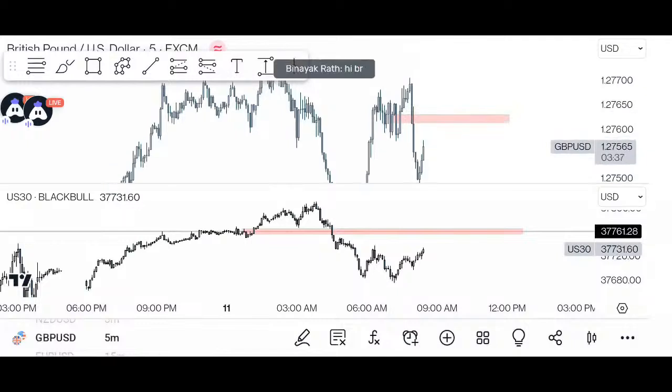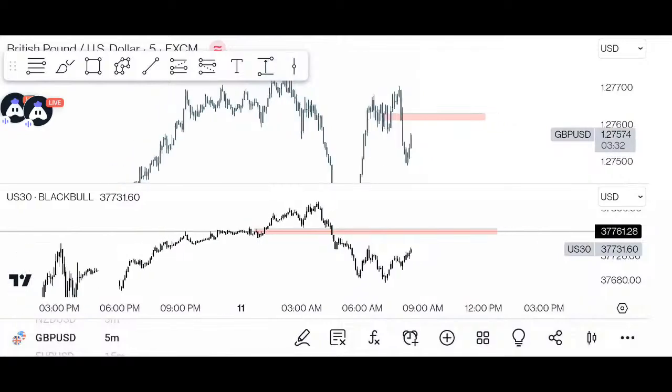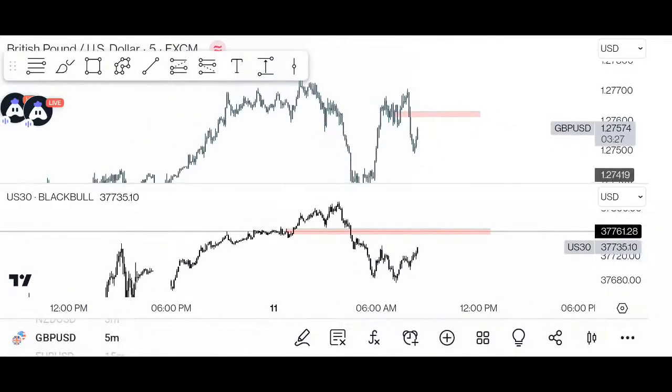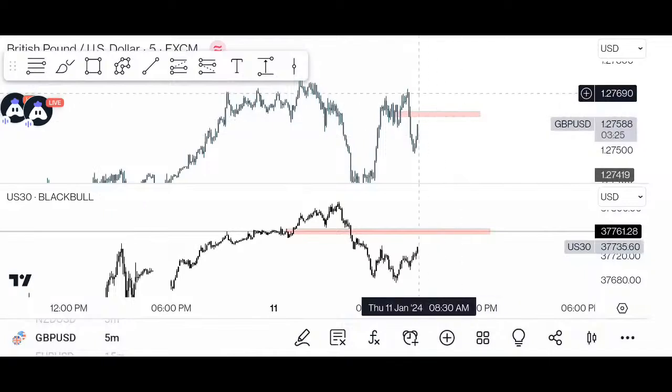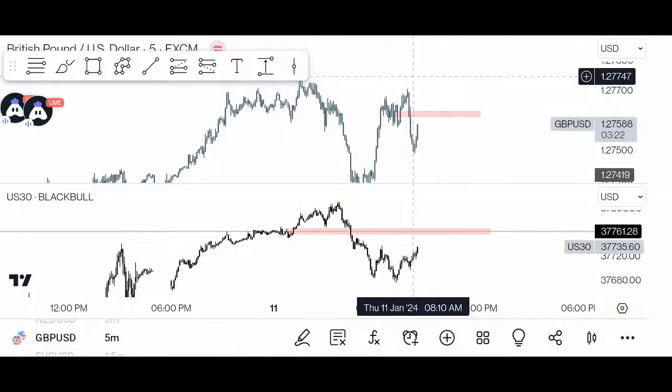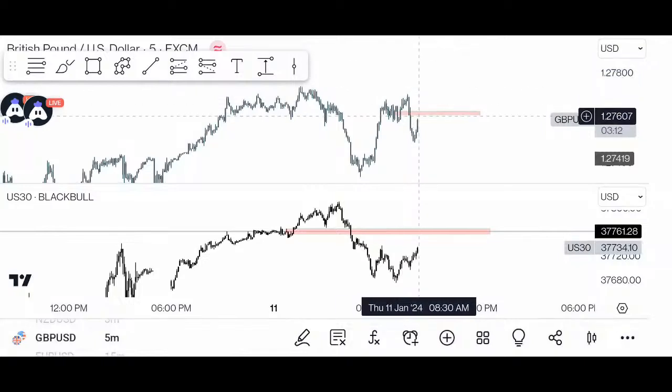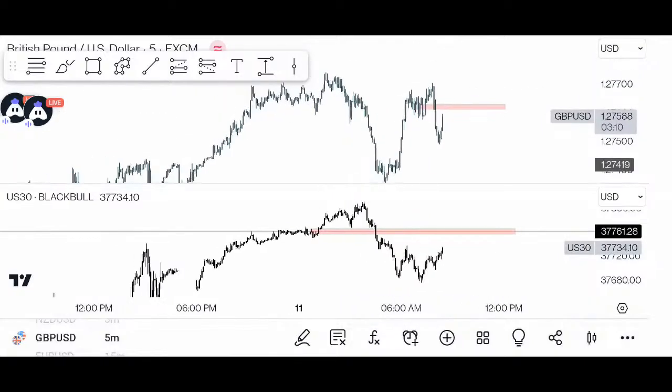So you can see that I marked this red area. I was going to short at this area because I was expecting a unicorn model, okay? And you can see that this red area is the New York midnight. It was 5 minutes before the CPI, and you can see that the price is entering that resistance area. Also on the US30 you can see I have marked that area. It's the same New York midnight, and I was expecting rejection from here.